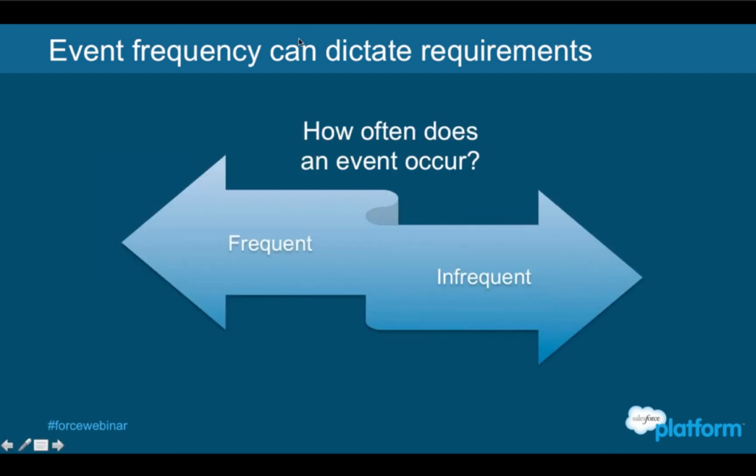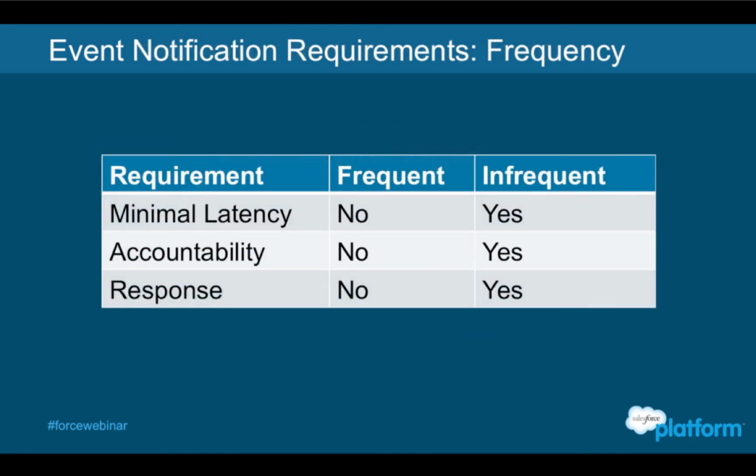ahead of time. So what about event frequency? This is another thing that can determine event notification requirements. When an event happens infrequently, it's probably something you want to pay attention to, right? It's rare. Maybe you're going to send out a notification immediately and track who responded. But on the other hand, if you've got frequent events happening, it could get quite noisy, and the opposite is true.